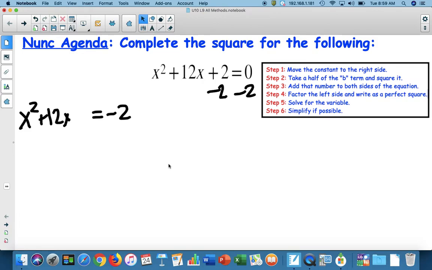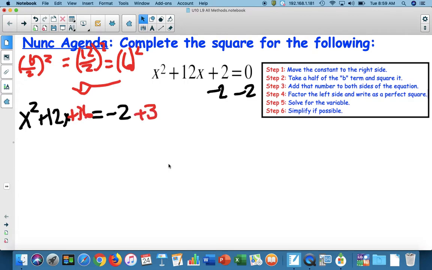Now, step 2 says take half of the b term and square it. So if I take half the b term, remember our b term is 12, so really we should be using this formula, b over 2 squared. Oops, I put that a little high, give me 1 second. Lower that, there you go. b over 2 squared. Our b, I hope you guys noticed, is 12. So now we have 12 over 2 squared. 12 divided by 2, last time I checked, was 6. And 6 squared is 36. And we're going to be adding that to both sides of the equation.